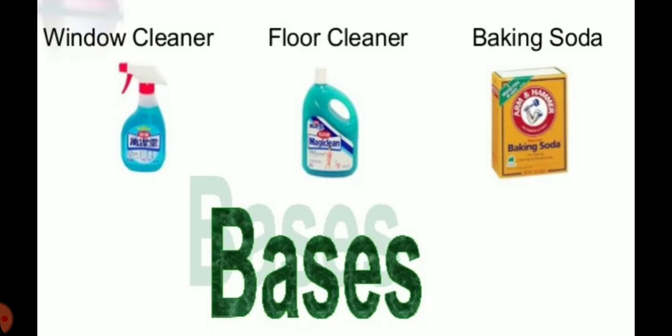Here we have got some examples of the bases. Window cleaner, floor cleaner, baking soda, all these are examples of bases. Window cleaner contains ammonium hydroxide. It also contains hydroxyl ion. Baking soda is nothing but sodium bicarbonate. Even our bathing soap also contains sodium hydroxide or potassium hydroxide, children.